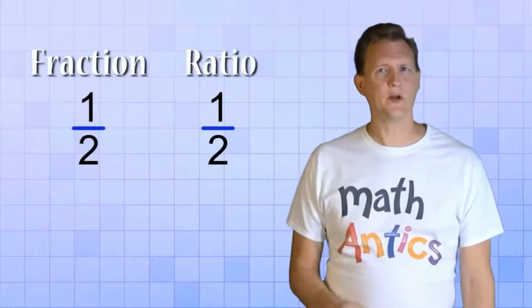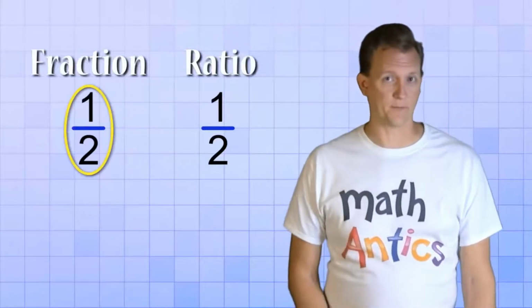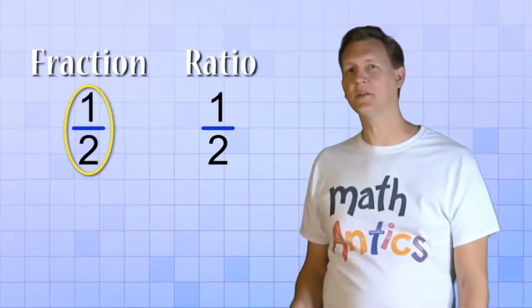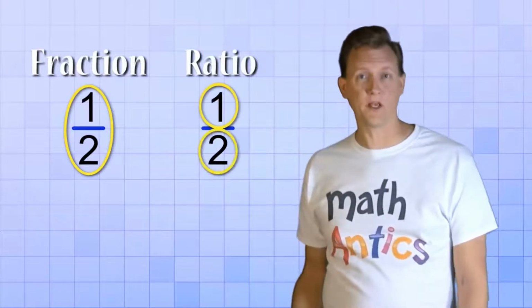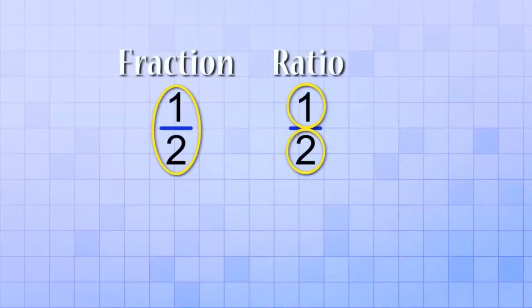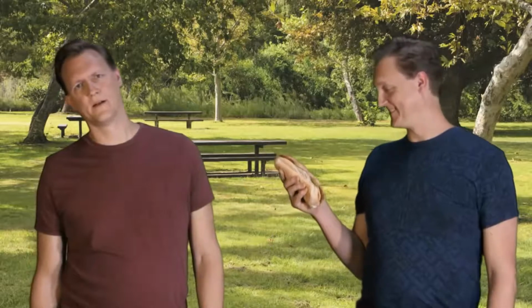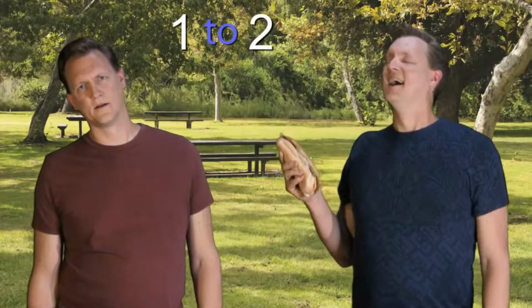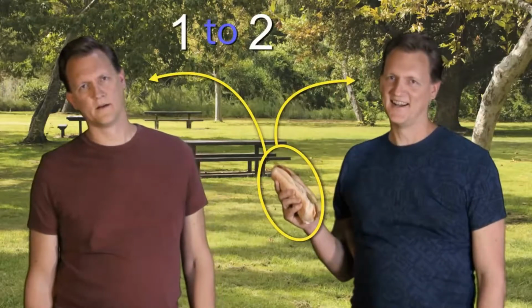Now let's see how we can use the ratio 1 over 2. With the ratio, we don't treat it as if it's just a single number. Instead, we pay close attention to the top and bottom numbers because we use them to refer to different things. For example, let's say we're planning to go on a picnic, and for every 2 people that are going on the picnic, we're only bringing 1 sandwich. In that case, we'd say that the ratio of sandwiches to people is 1 to 2, or 1 sandwich per 2 people.